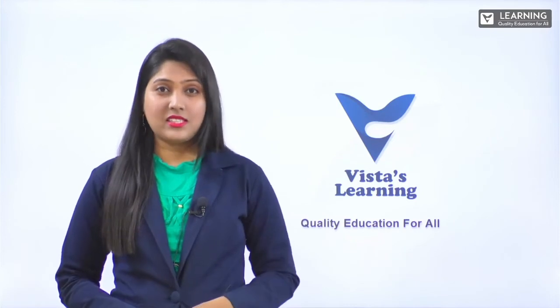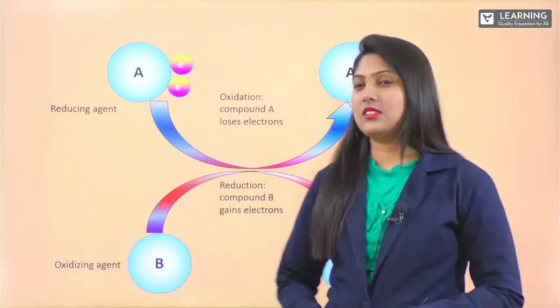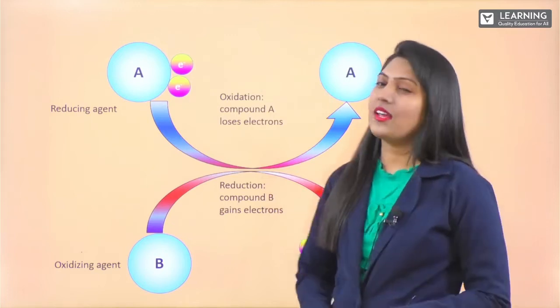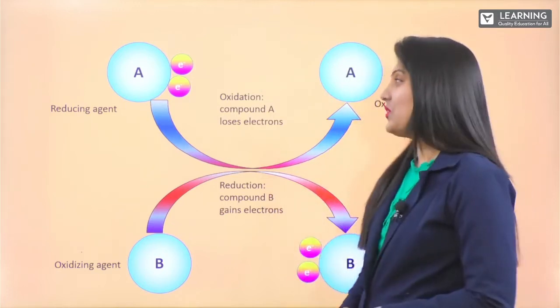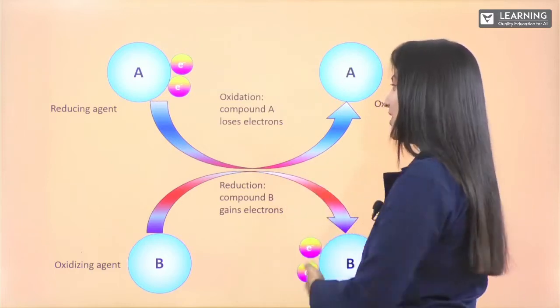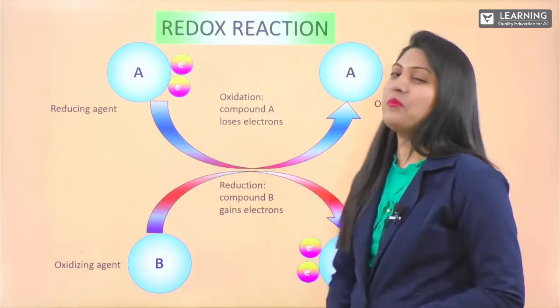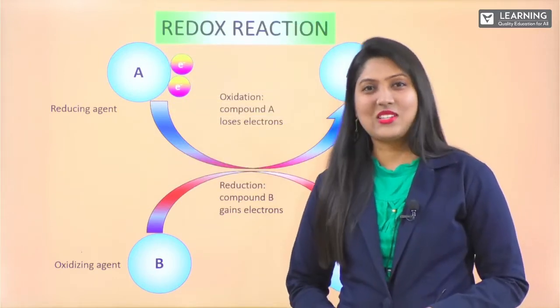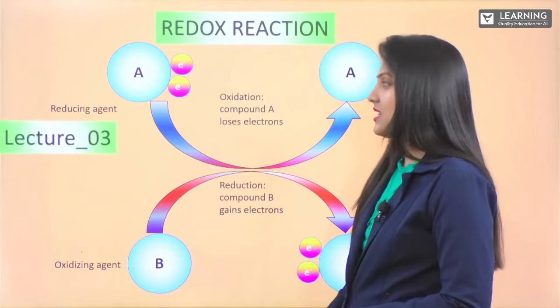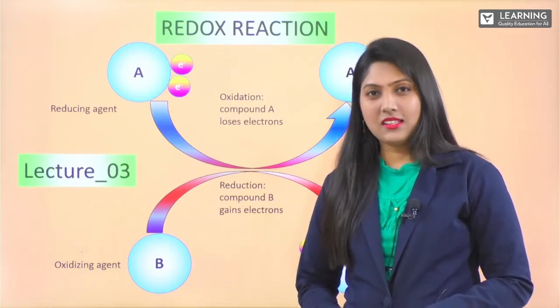We are in 11th standard chemistry and we are dealing with the reactions. What reactions are we studying about? We are studying about the loss of electrons and gain of electrons, which leads to oxidation and reduction, which gives the name of the chapter as redox reaction. And this is our third lecturing class. Hope you have not missed the other classes.